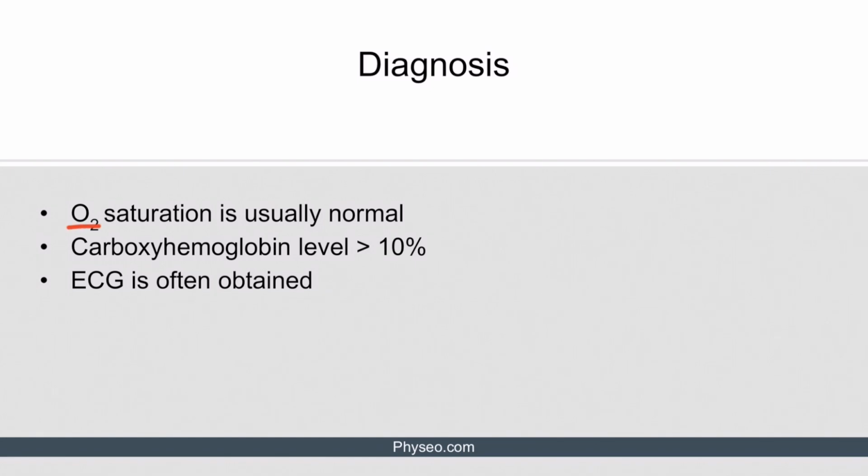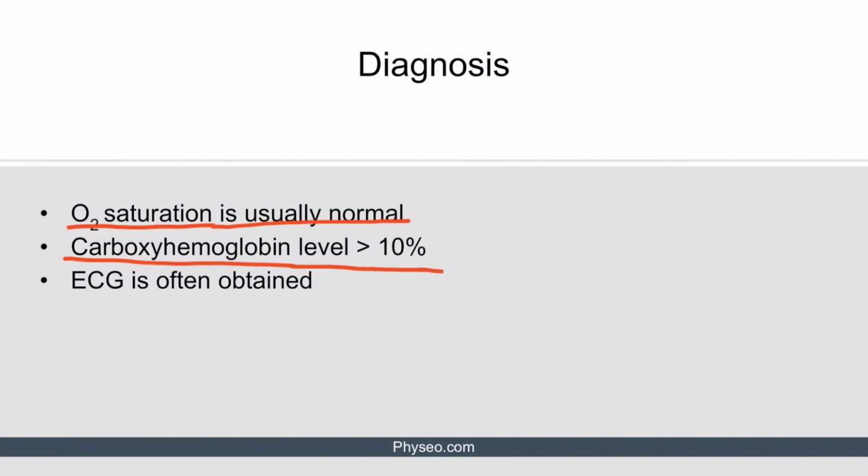First, note that the oxygen saturation in these patients is usually normal. This is because a pulse oximeter cannot distinguish a carboxyhemoglobin molecule from an oxygen-saturated hemoglobin molecule. Because of this, we need to do an arterial blood gas co-oximetry, looking for a carboxyhemoglobin level greater than 10%.